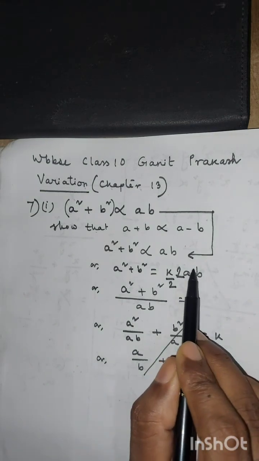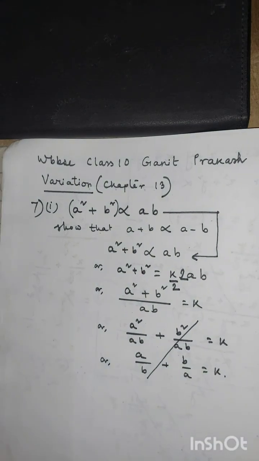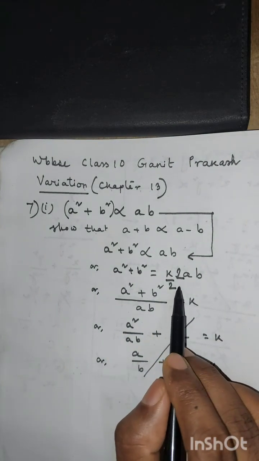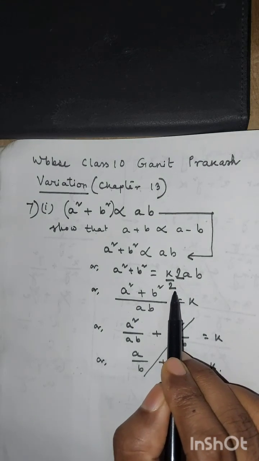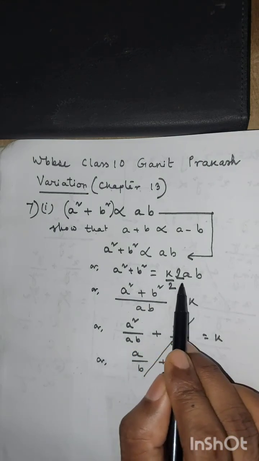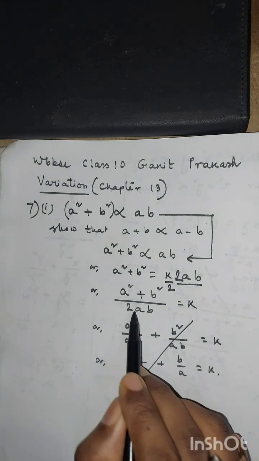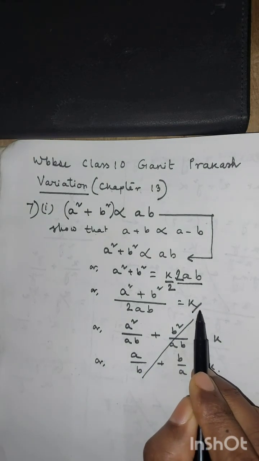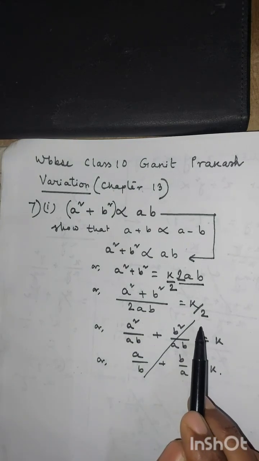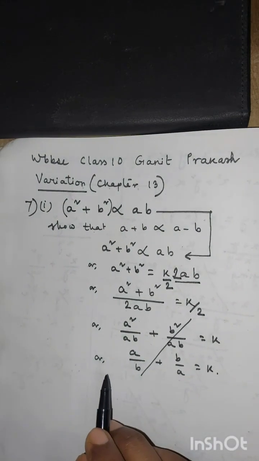So we can write this expression as this. So we can adjust this 2 in the numerator and the denominator. So it becomes a square plus b square equal to k by 2 into 2ab. Now if we bring 2ab to the left side, it becomes a square plus b square by 2ab equal to k by 2. Now we can apply componendo dividendo.